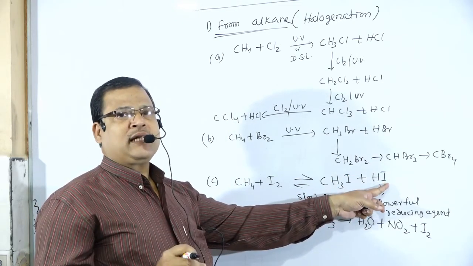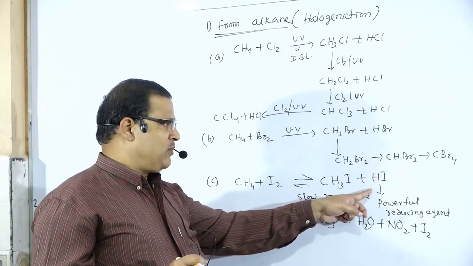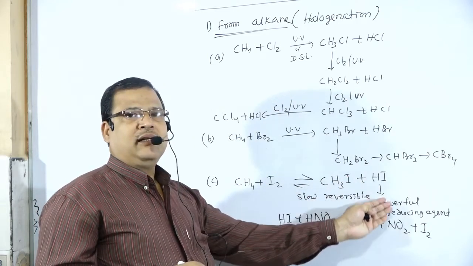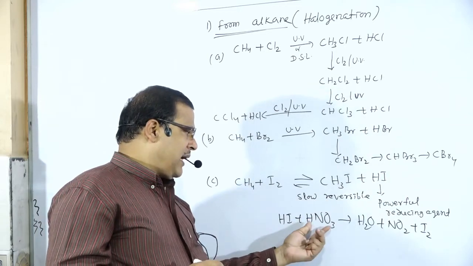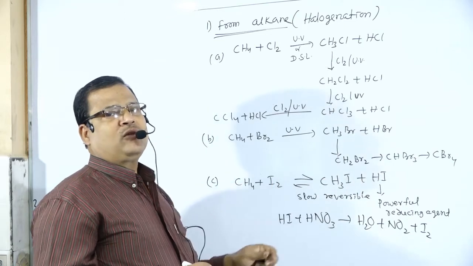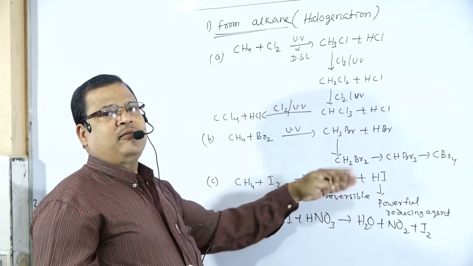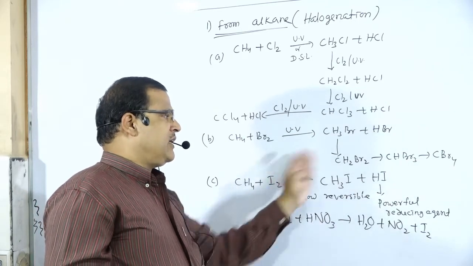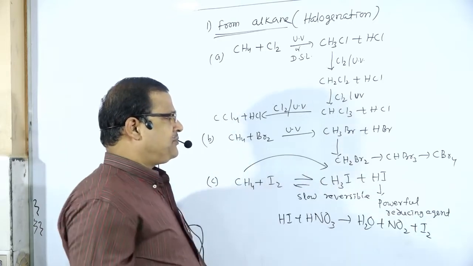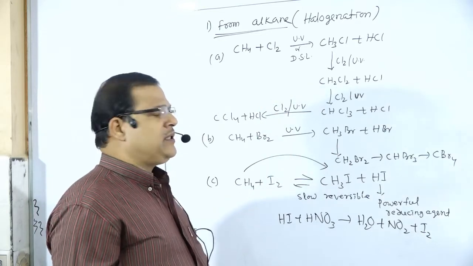And according to Le Chatelier's principle, by the addition of nitric acid, the concentration of HI will decrease, so the reaction will be carried out in the forward direction again. When HI concentration decreases, the reaction proceeds in the forward direction, meaning more CH3I, methyl iodide, will be produced.